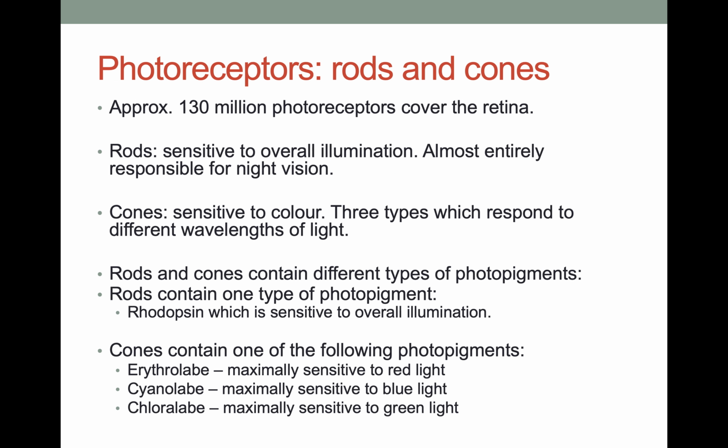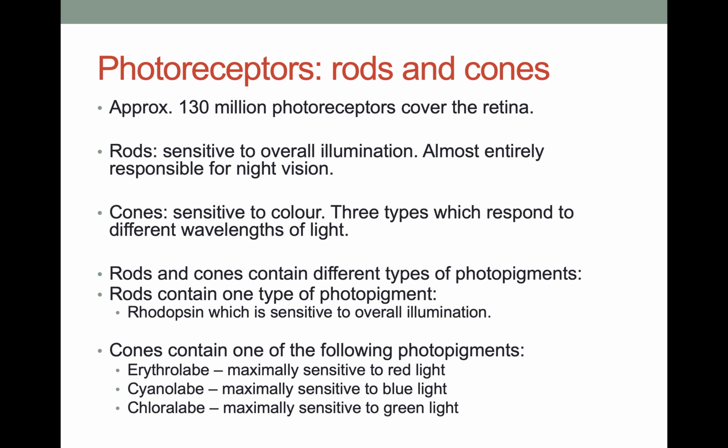Now, the rods and cones are the photoreceptors. There are approximately 130 million photoreceptors covering the retina of the eye. Rods function better than other photoreceptors in less intense light. They are sensitive to overall illumination levels and are almost entirely responsible for night vision.